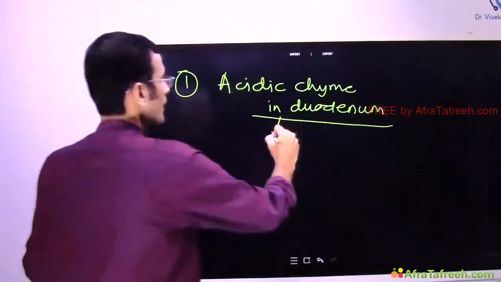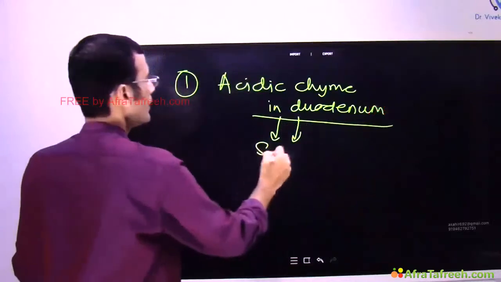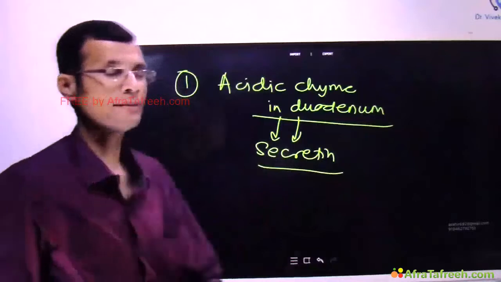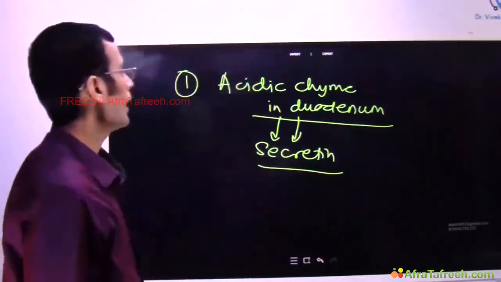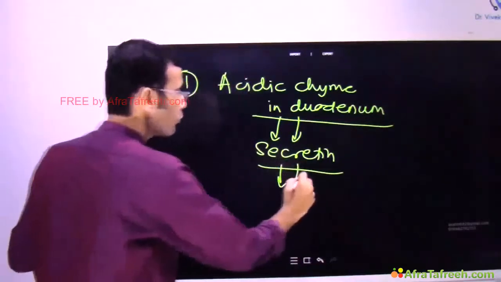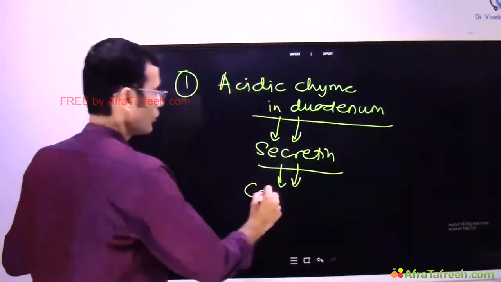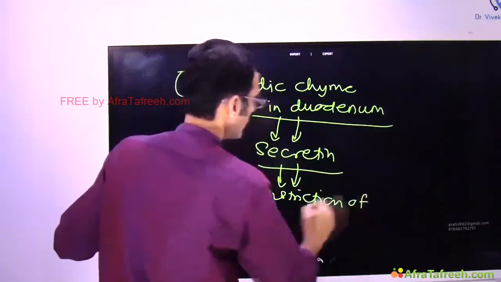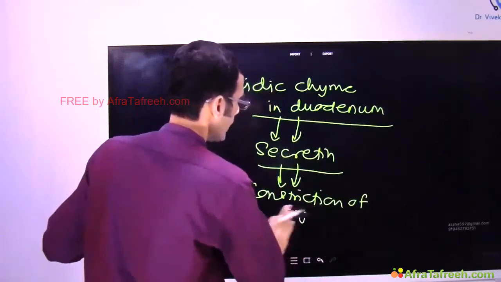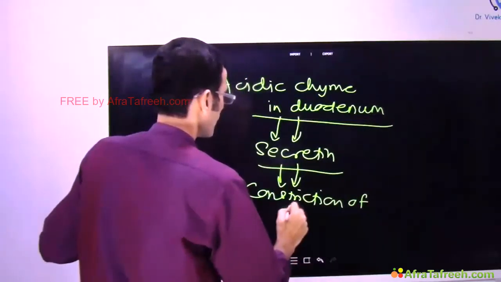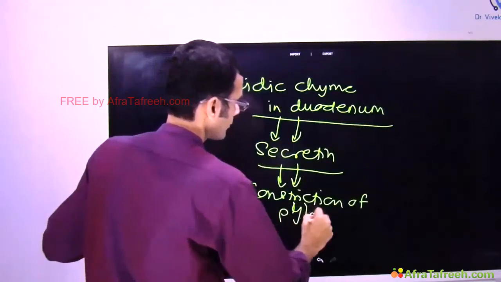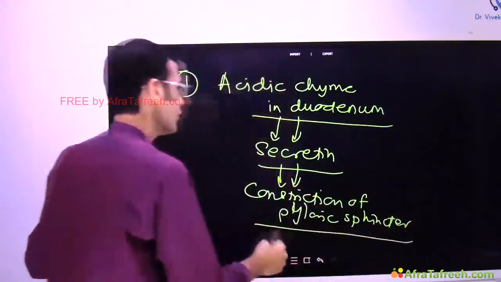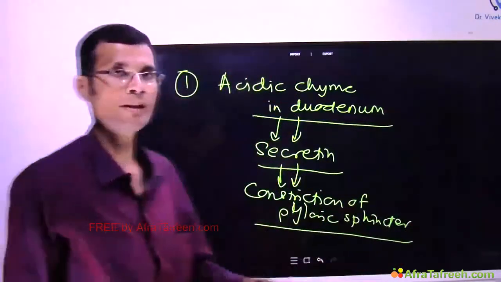So when the acidic chyme enters the duodenum, there will be secretion of secretin from the S cells in the duodenum, and then secretin will go back to the stomach and it will cause constriction of the pyloric sphincter. It will contract the pyloric sphincter, so that further gastric emptying will be prevented.